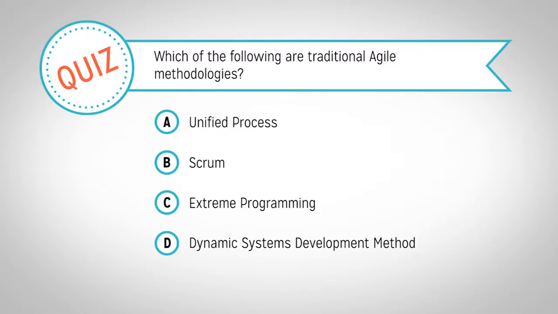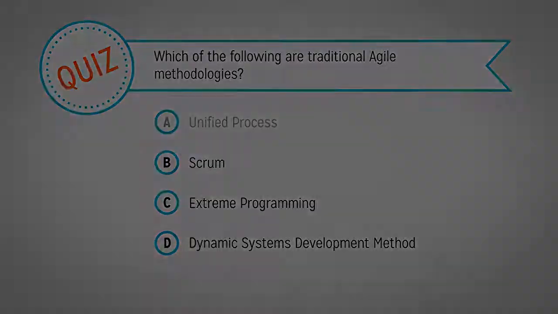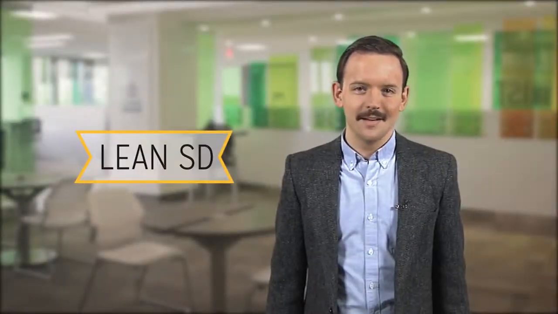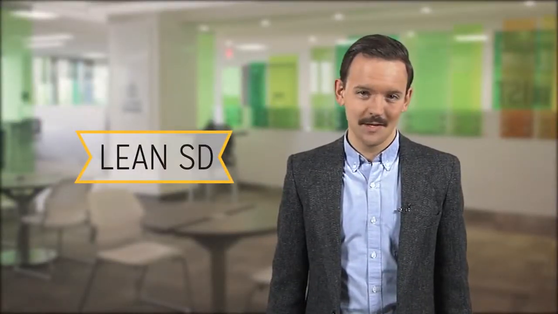B, C, and D are the correct answer. While Unified has been combined with Agile to create Agile UP, that doesn't mean that Unified then becomes an Agile methodology. Lean software development has its origins in the manufacturing industry.